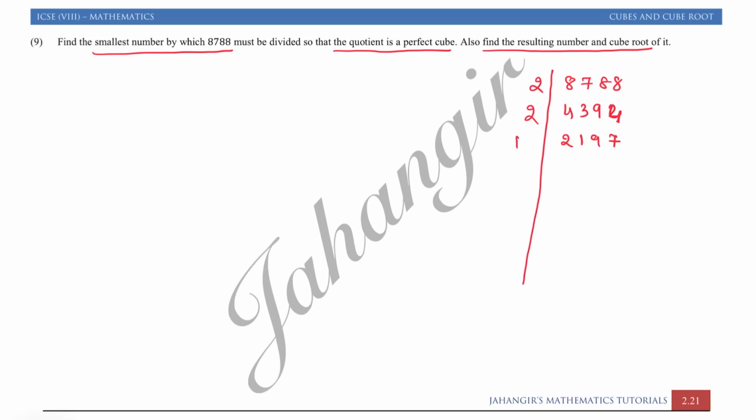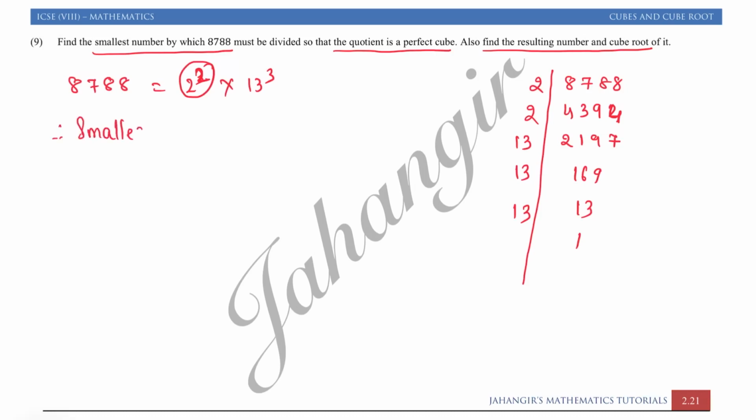Now 2197 is the cube of 13. 169, 13 13s are 169, 13 1s are 13. So we can write 8788 is equal to 2 square into 13 cube. So here 2 square does not exist in a group of 3 numbers. So therefore we can say the smallest number to be divided is 2 square. We can remove that 2 square, that is 4. We will divide by 4.